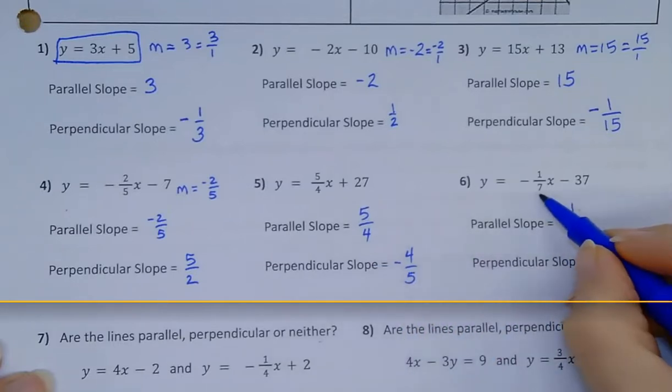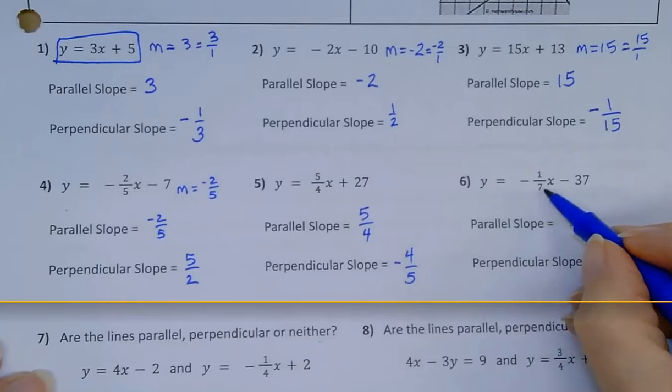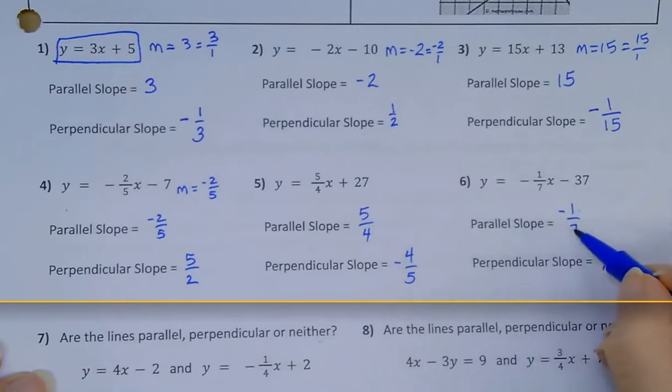For number 6, we had -1/7 as our original slope, so any parallel slope is also -1/7. For the perpendicular slope, I want the opposite reciprocal, so this would be positive, and then it's 7 over 1, which I just wrote as 7.